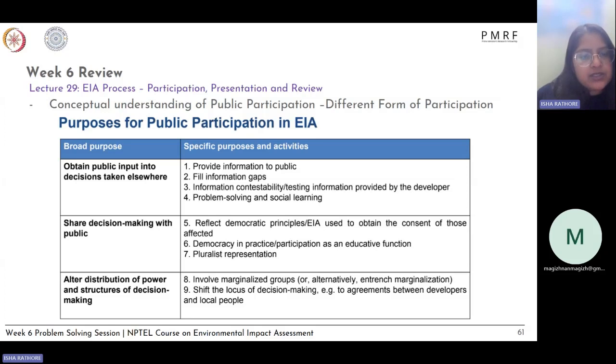And the third purpose is to alter the distribution of power and structures of decision making. And this is to involve marginalized groups, and to shift the locus of decision making from between the developers and the local people to give the public more power in the decision making, such that their views and feedbacks are included in the mitigation measures which are suggested in the EIA report.